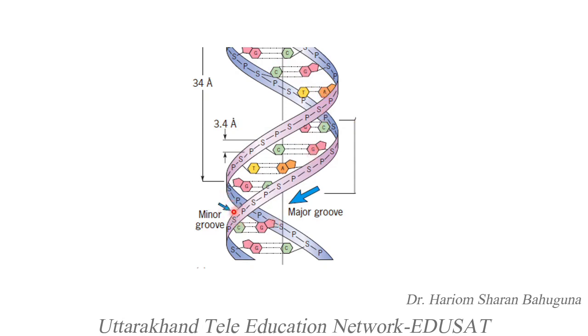Here this is the minor groove of the DNA, this is the major groove of DNA, and one turn of the DNA helix is equal to 34 angstrom, and there lie a total of 10 base pairs in one turn of DNA. So the distance between two adjacent base pairs is 3.4 angstrom. If 3.4 is multiplied by 10, then it comes to 34, and this 34 is the pitch of one turn, or the length of one turn of DNA.